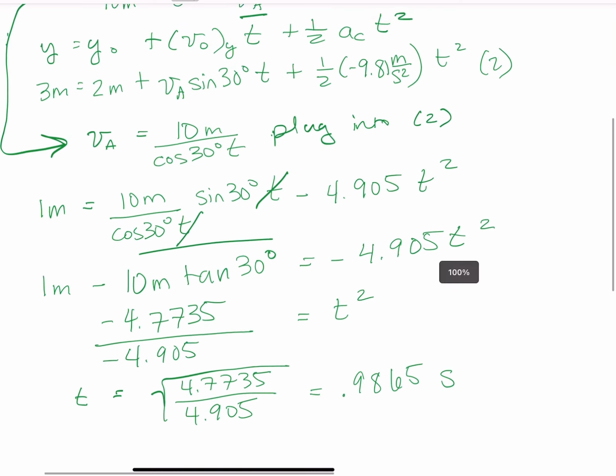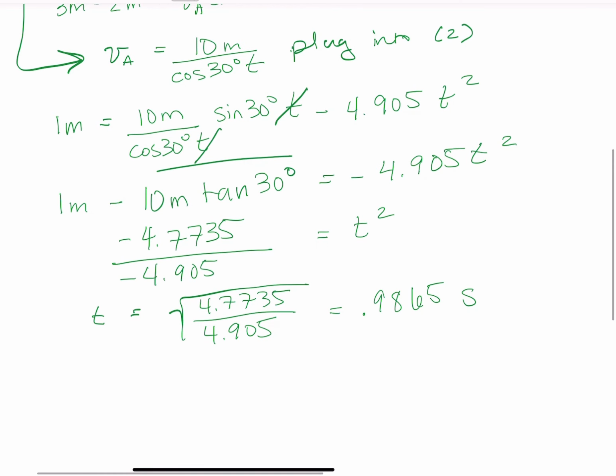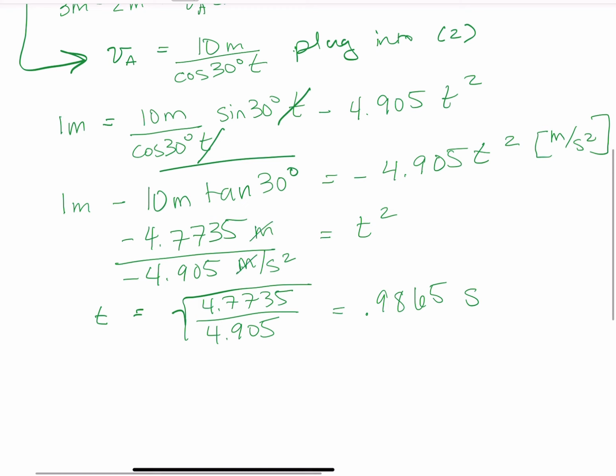So let's see, that was 4.905, that was meters per second squared. I'm just looking at our units: this over here was meters, so that was meters divided by meters per second squared. So the meters cancel out, and that would give a second squared on the top, and then the square root of that gives a second. So I was just checking the units to make sure this works out. So that equals the time.